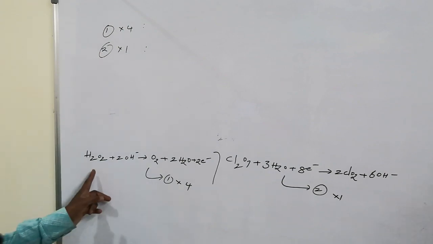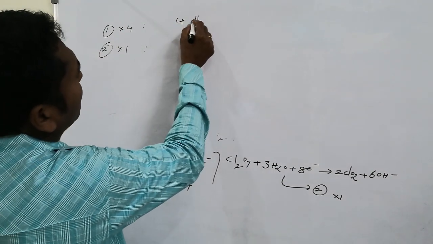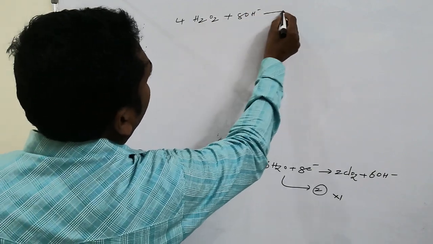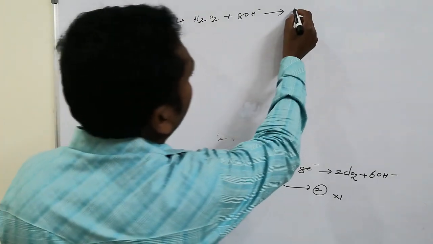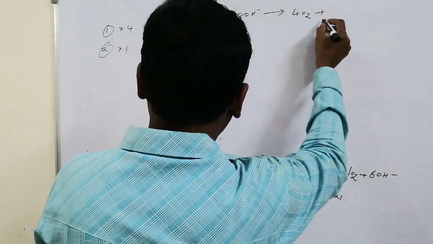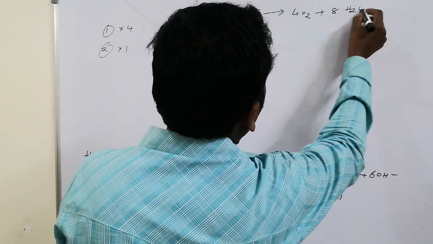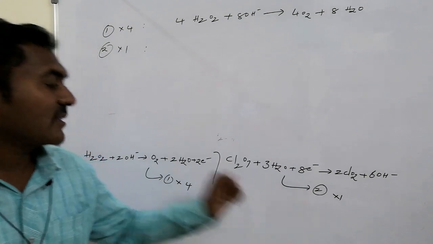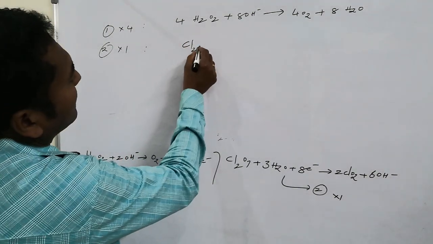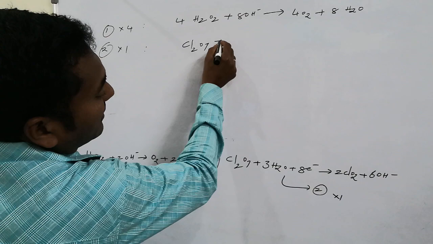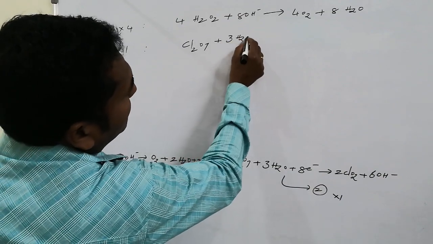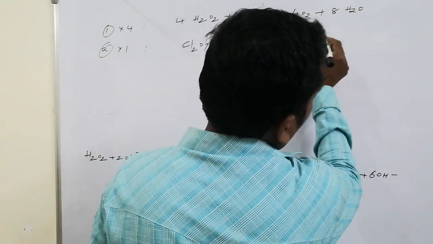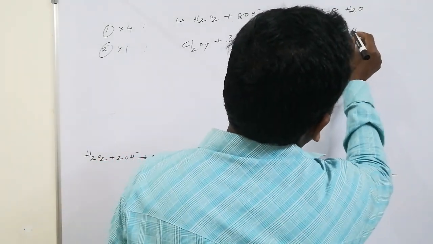Equation 1 on multiplying by 4 gives 4 hydrogen peroxide plus 8 OH minus converted to 4 O2 plus 8 H2O plus 8 electrons. That is also 8 electrons on the other side, hence I am not writing the second part. Equation 2 as it is: Cl2O7 plus 3H2O resulting in 2 ClO2 minus plus 6 OH minus.